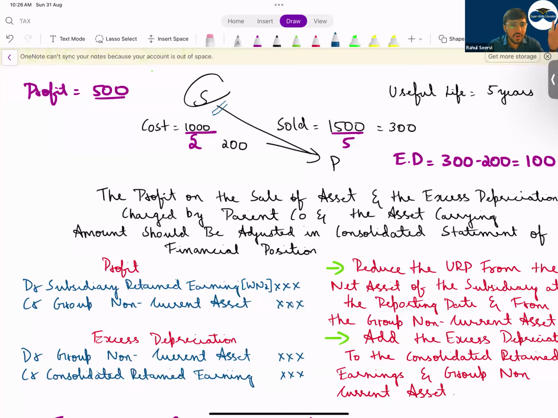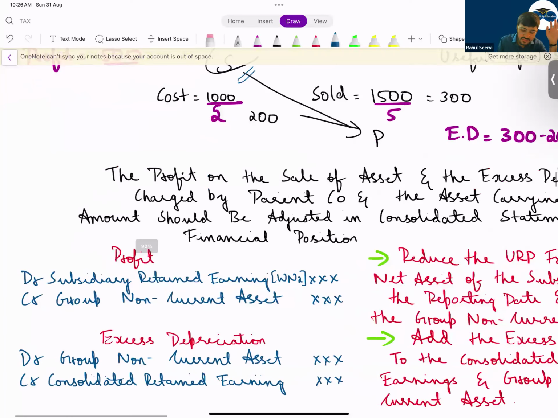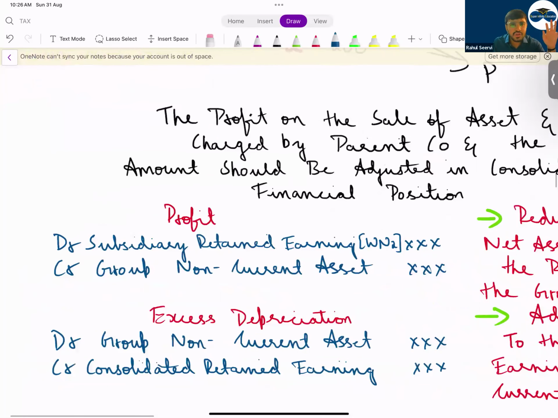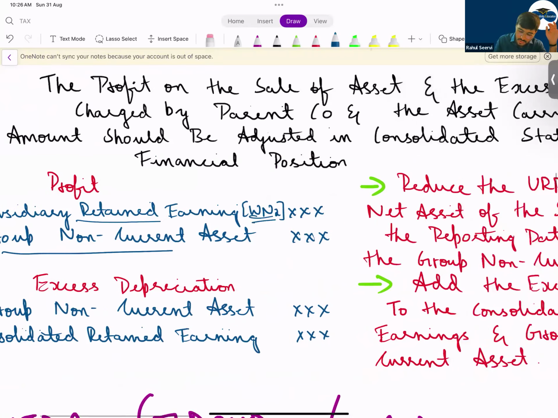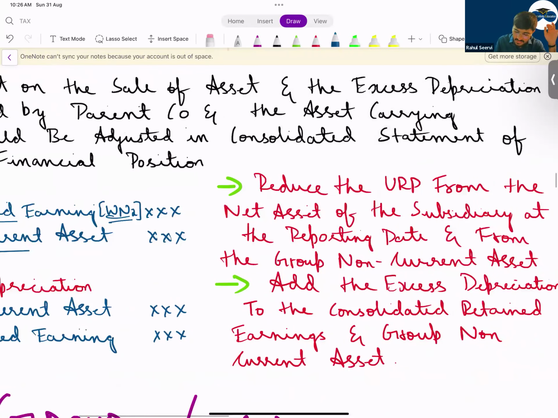If the subsidiary company recorded more profit, can I say the subsidiary's retained earnings will reduce and the group non-current asset? So how will we reduce the subsidiary's group retained earnings? By adjusting in step number 2. Reduce the URP from the net asset of the subsidiary at the reporting date and from the group non-current asset.